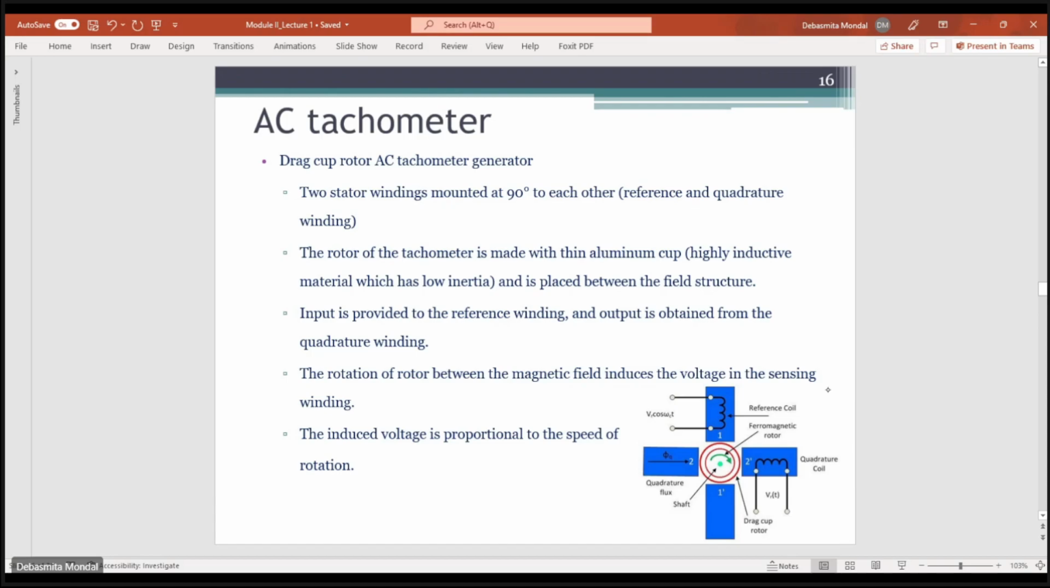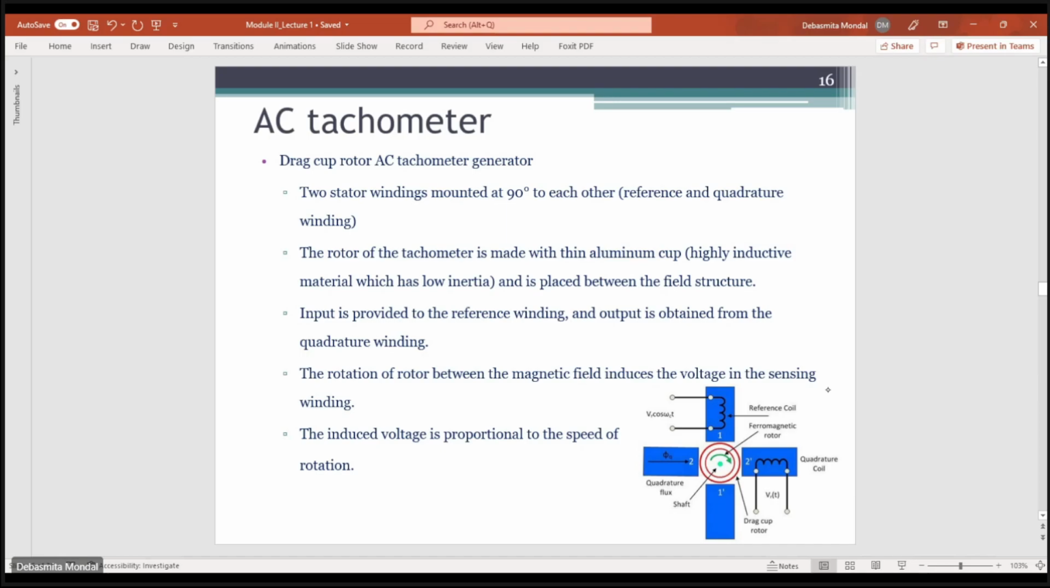Okay, so we have two states. We have a reference coil and another coil which is known as the quadrature coil. Why is this known as a quadrature coil? Because these two are placed at a 90-degree angle with each other. And the rotor is placed in the magnetic field between this coil mechanism.